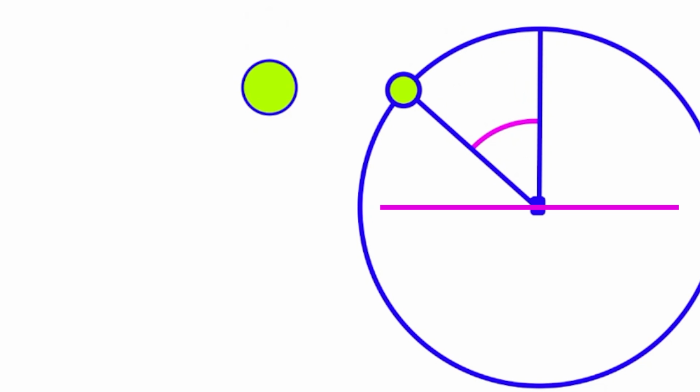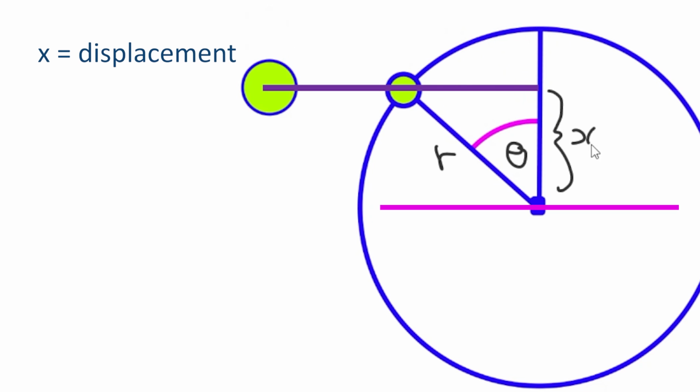Our next job is to try and derive an expression to tell us what the displacement of our oscillator is from the midpoint. This line shows that the two centres of the circle and the oscillator line up. R is the radius of the circle, theta the angle that it's turned, and this distance here, x, this is the displacement or the distance we are after.